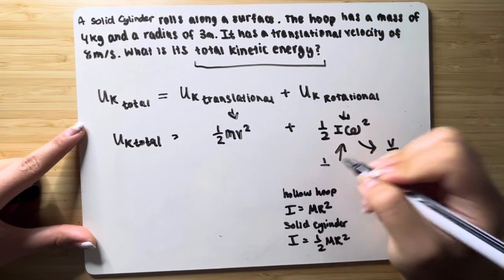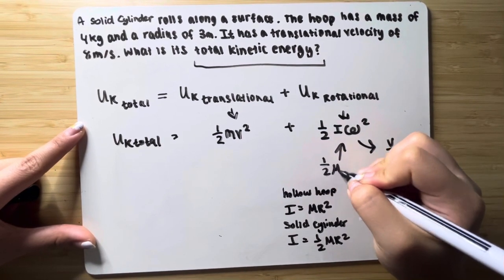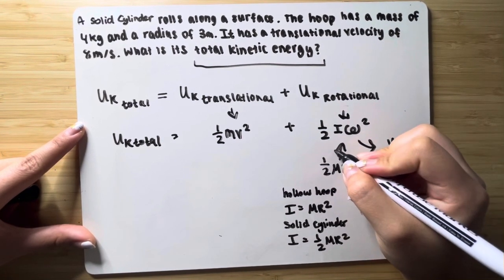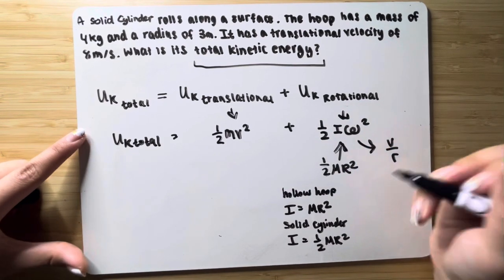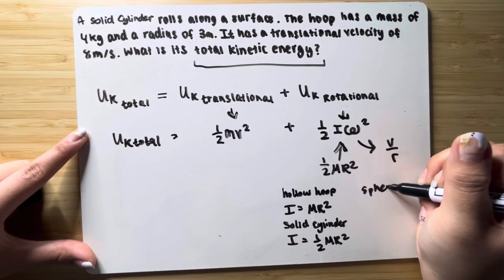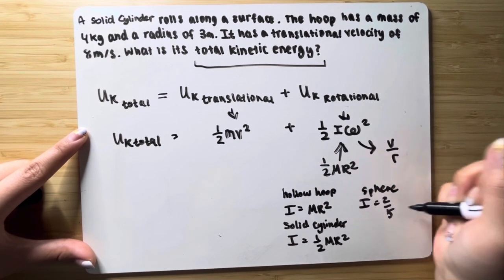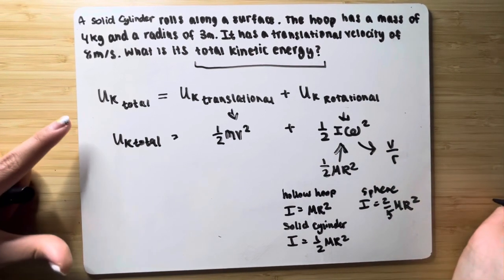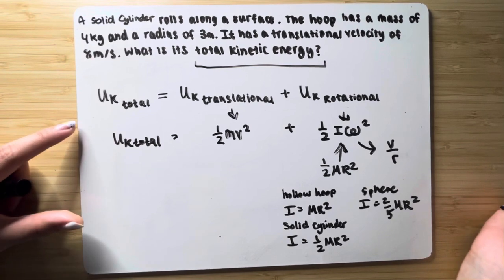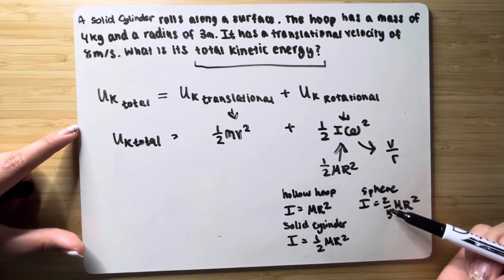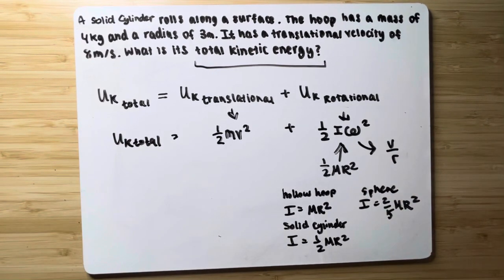So 1/2 mr squared for inertia. And just so you know, for a sphere, it's 2/5 mr squared. Okay? Again, if you know these three, you're good to go. Moving on.